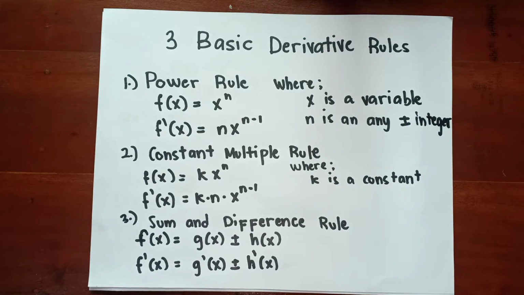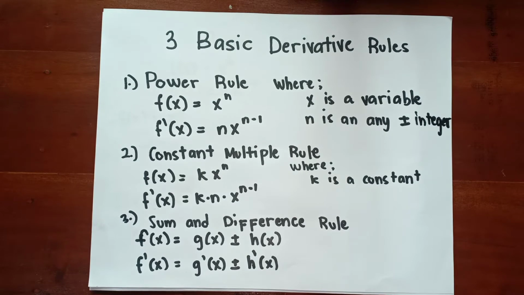So first, power rule, which has a function of f of x equals x raised to n, where x is represented by a variable and n is any positive or negative integer. f of x equals x raised to n. How to differentiate this function?